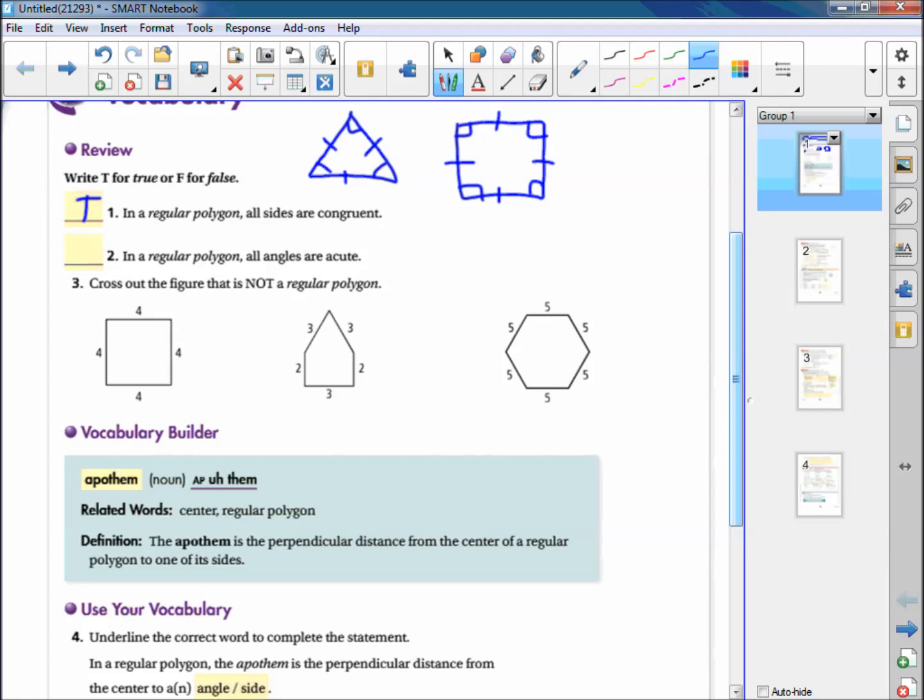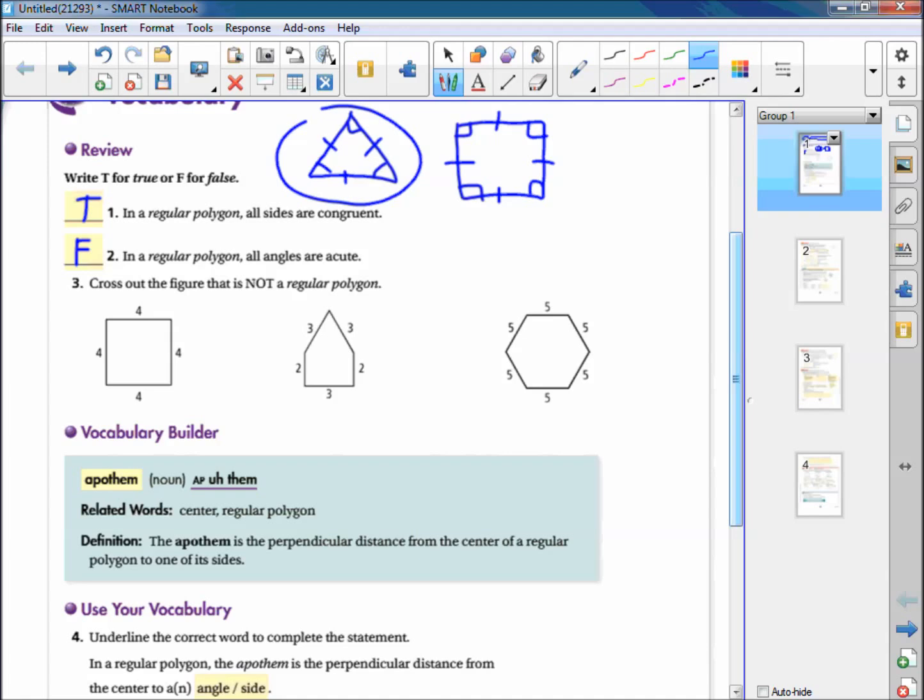So in a regular polygon, all angles are acute. This is going to be false. The only time that happens is in a triangle. Every other regular polygon has angles that are going to be obtuse, or right.